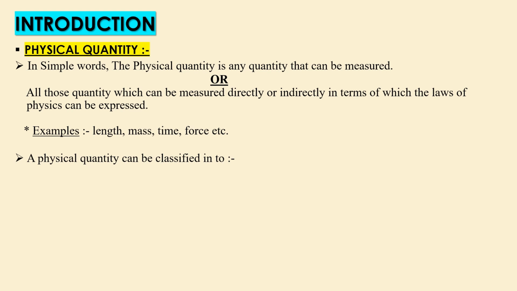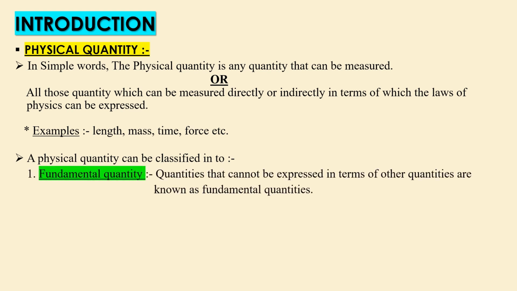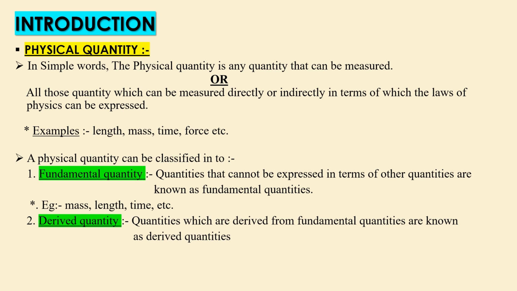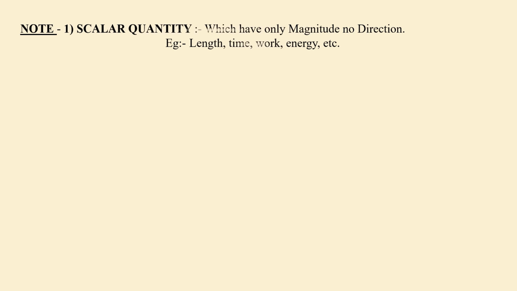A physical quantity can be classified into 1. Fundamental quantity. Quantities that cannot be expressed in terms of other quantities are known as fundamental quantities. For examples: mass, length, time, etc. 2. Derived quantity. Quantities which are derived from fundamental quantities are known as derived quantities. For examples: force, velocity, area, volume, etc.